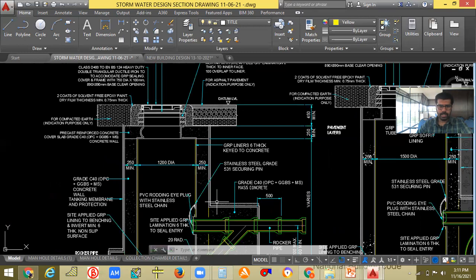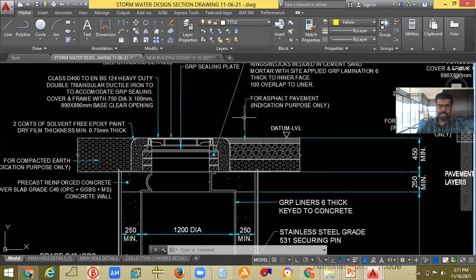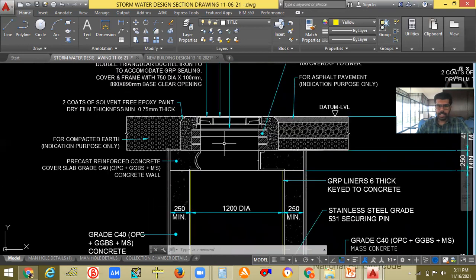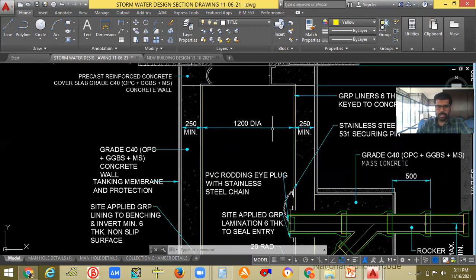So you can see here, this is the manhole frame and cover. These are its materials and all those things. 75 thick precast concrete seating rings. All those things will be common only. And this is the ground level, and you can see here the diameter is 1200 dia. So depending upon the depth, how much you have to give.